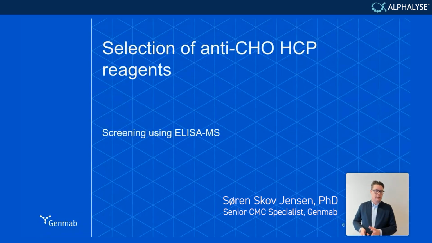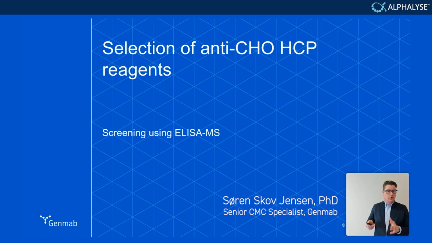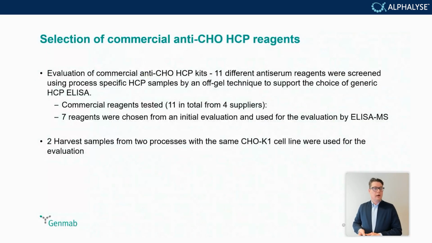So the second part, or the second angle that we took for this control strategy, was that we looked and screened different commercial HCP reagents. And we actually evaluated 11 different commercial kits. We did a total of 4 suppliers, and we took up 7 reagents from an initial evaluation and used those 7 reagents and evaluated them by ELISA MS.